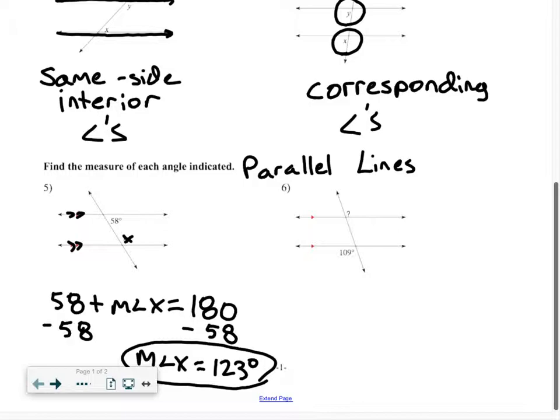Alright, problem 6. Here again we've got parallel lines cut by a transversal. X and 109 are alternate exterior angles. The alternate exterior angle theorem states that these are congruent. So the measure of angle X would be 109 degrees. Those are congruent angles, they're alternate exteriors.